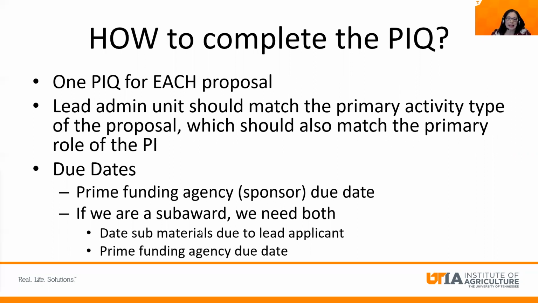In some instances, we will need a second due date. That would be when we are a sub-award. So if North Carolina State University is applying to NIH and we are going to be a sub-award on that proposal, we need to know that NIH due date, the date that North Carolina State has to submit those materials to NIH. We also need the date that we have to submit our materials to North Carolina State University. Those are usually at least a week, if not longer, different. So there are two separate questions on the PIQ about due dates, one for that prime agency and one when we are a sub-award.